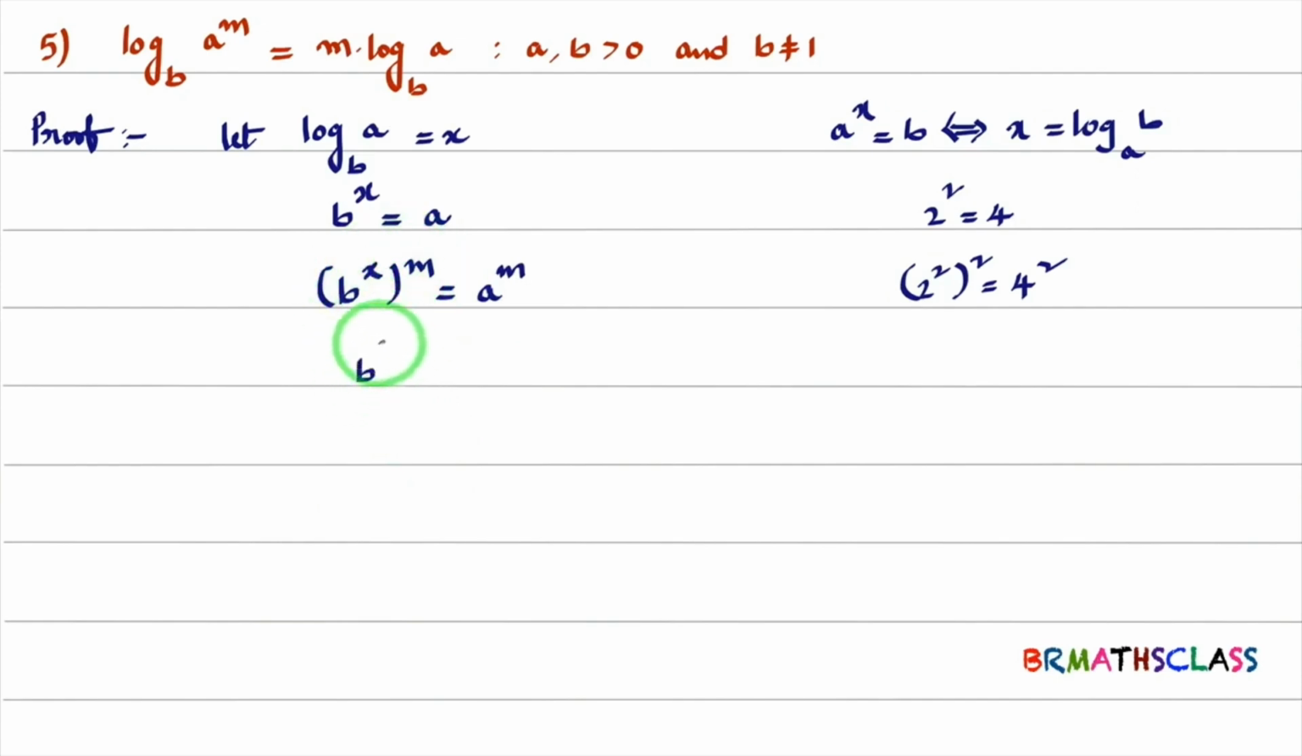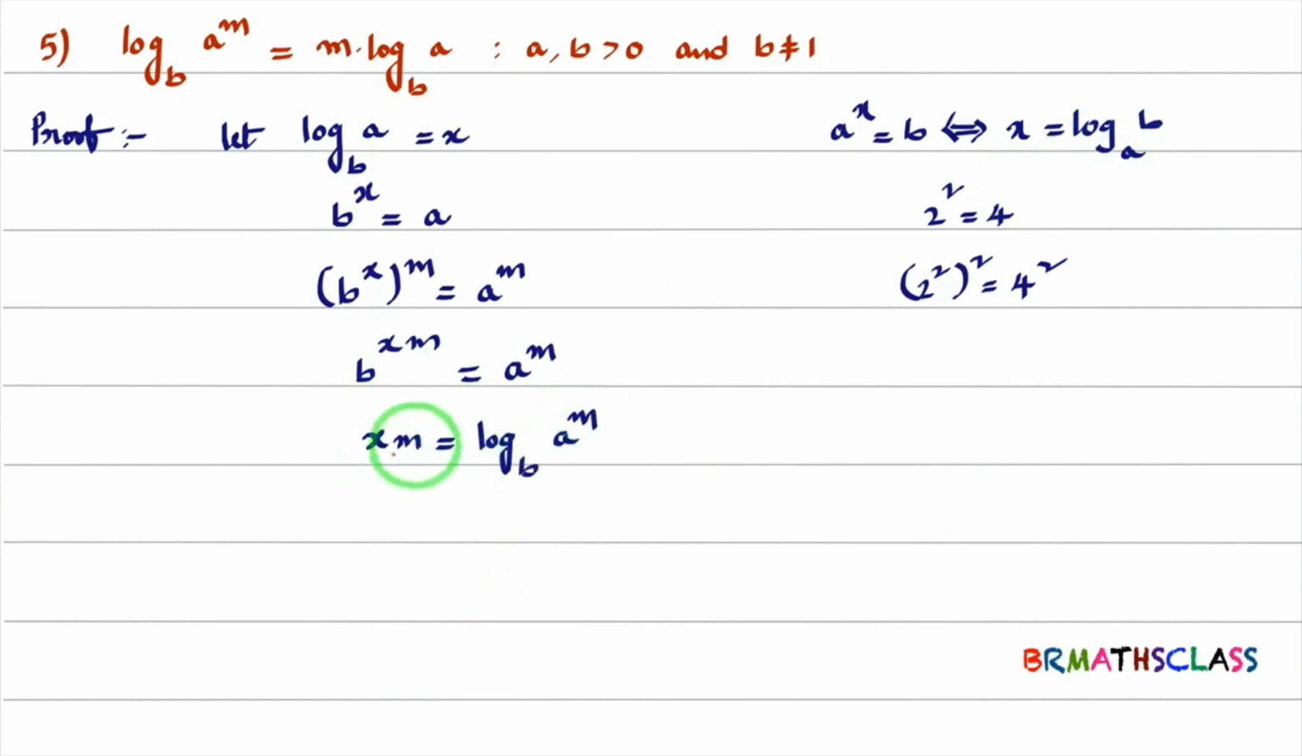b^(xm) = a^m. You observe this is of which form? a^x = b form. Try to understand. Imagine this as a, a^x, and this is x. Whenever you see a^x = b, you can write x = log b base a. So here you can write that xm equals logarithm of a^m base b. I hope you are understanding.